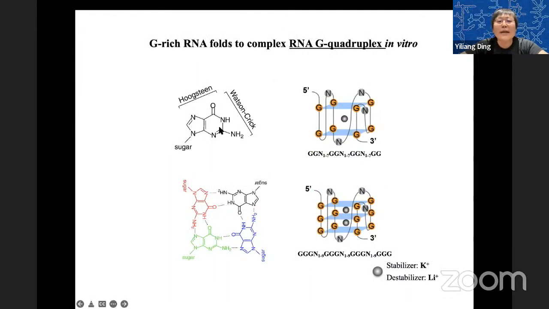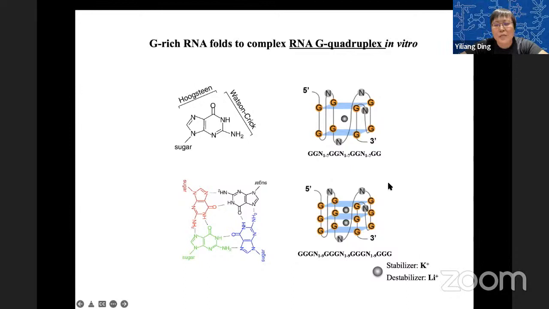RNA G-quadruplex. Using both Watson-Crick face and Hoogsteen face base pairing, four Gs form a planar structure. When you have two or three layers of this kind of planar structure, you can form this beautiful RNA tertiary structure, the G-quadruplex. The sequence motif will have four repeats of a G stretch, three Gs repeated four times. This kind of tower structure can be stabilized by potassium and destabilized by lithium.